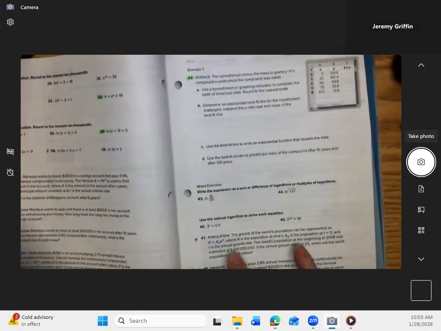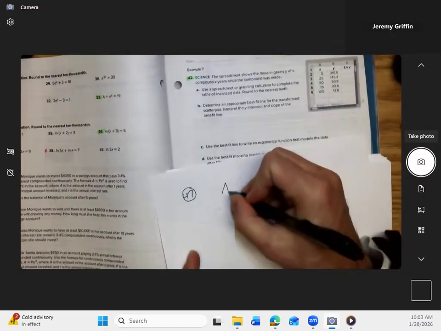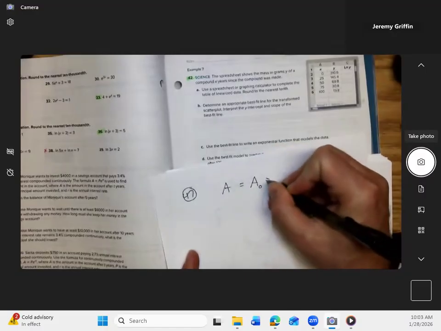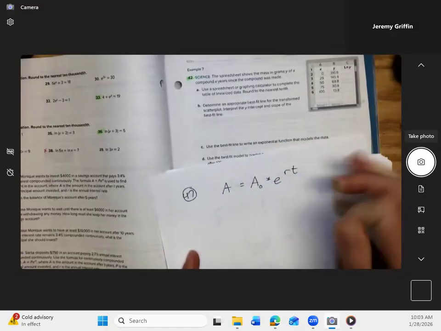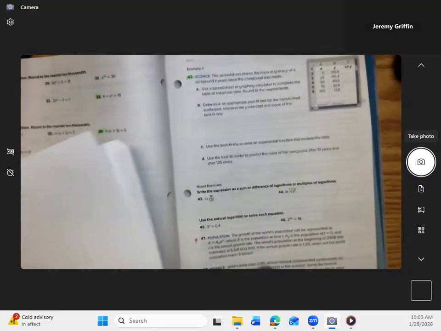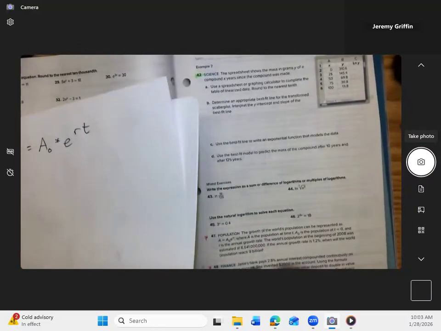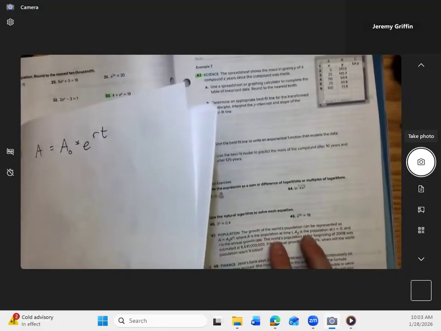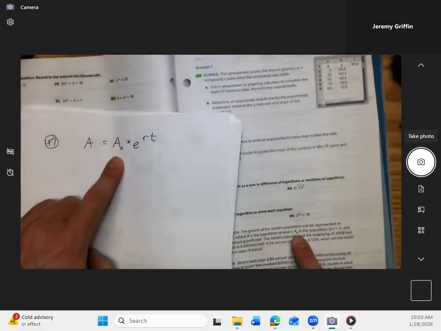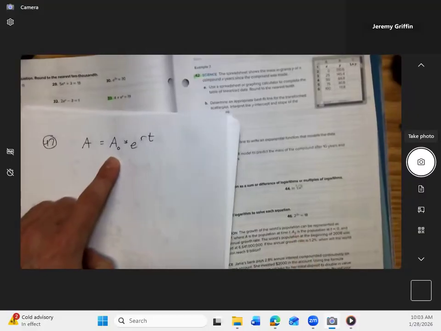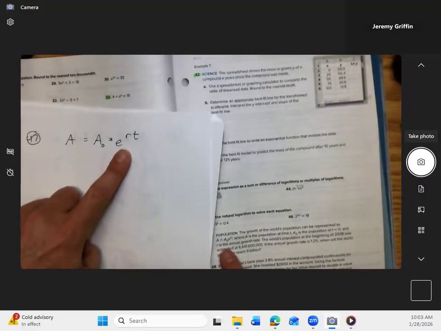Population. The growth rate of a population can be represented by A equals A naught times e to the RT. Ooh, it looks like continuous compounding. Also kind of reminds me of exponential decay, or like radiocarbon dating. But this is population. So A naught's the original population. R is the annual growth rate.